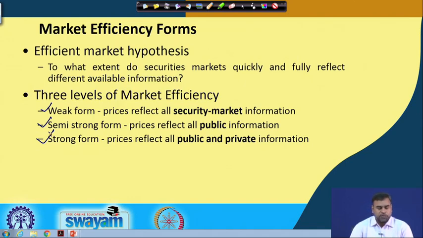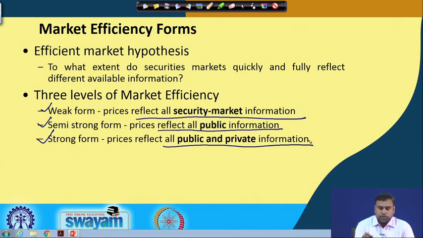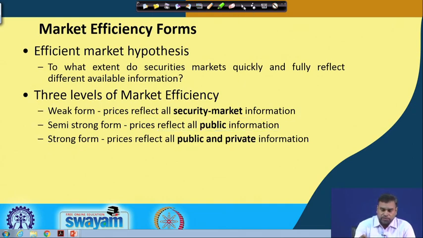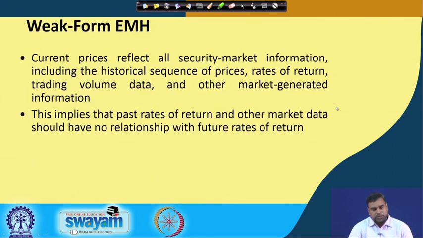The weak form basically tells that prices reflect all security market information. The semi strong form tells that prices reflect all publicly available information. The strong form says it reflects all public and private information. Now let us see what exactly it means. Take the weak form of the efficient market hypothesis. According to the definition, the current price reflects all security market information, including the historical sequence of prices, rates of return, trading volume and other market generated information.